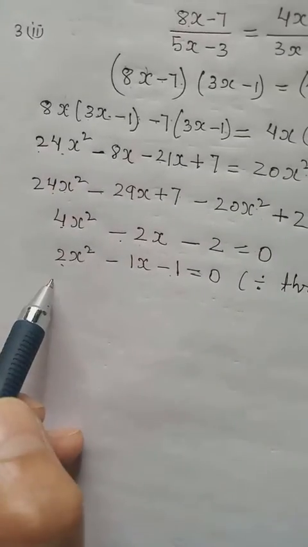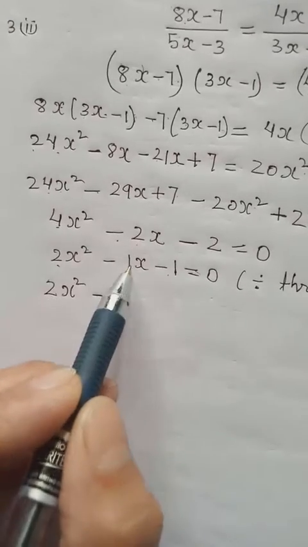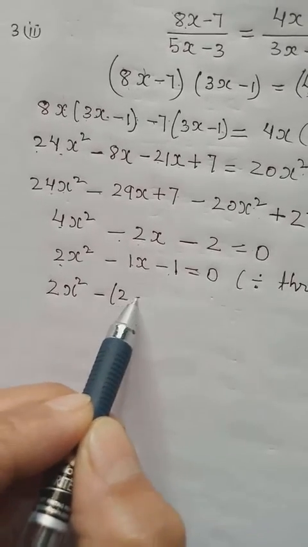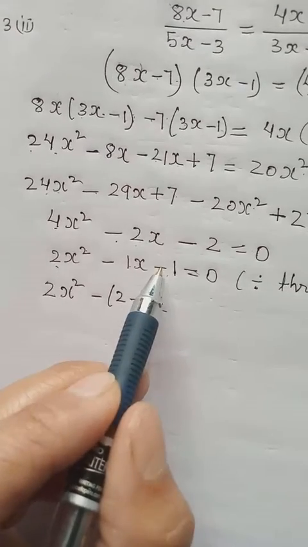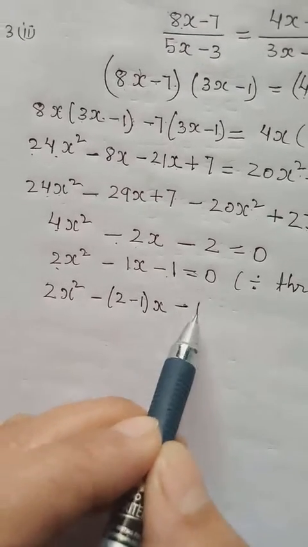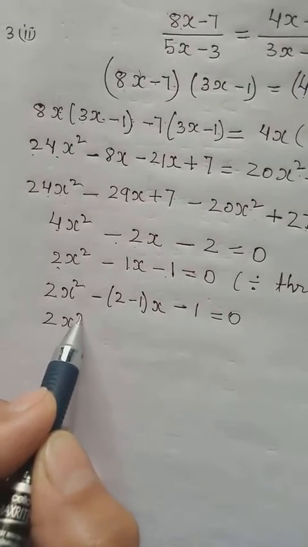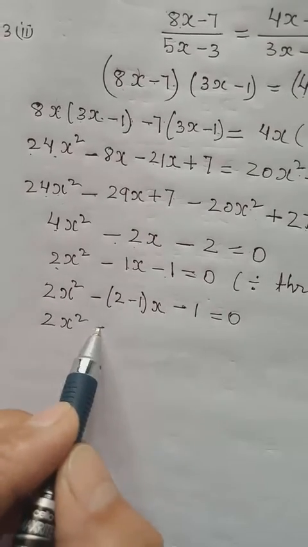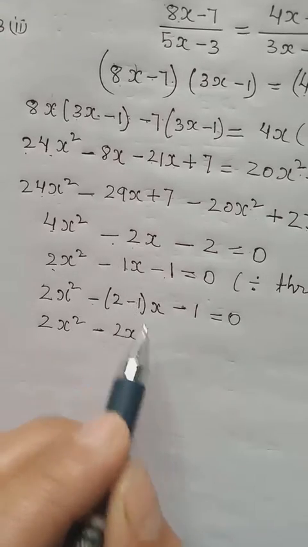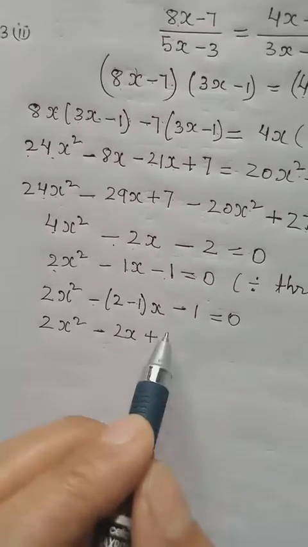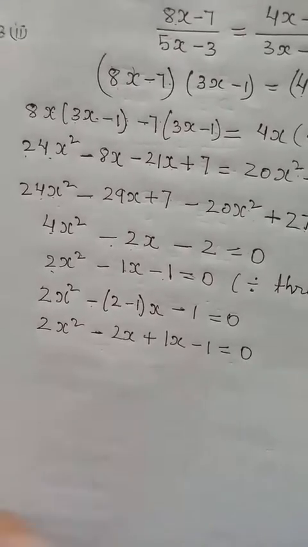So the numbers we want are 2 and 1. The first term we will leave as it is. Then in the middle we will split. Instead of 1, we'll write 2 minus 1, whole x. Here I write minus because here we have a minus sign. Next step, what to do? Remove the bracket. 2x square minus 2 into x, 2x, minus 2 into x, minus plus 1 into x, 1x, minus 1 equal to 0.